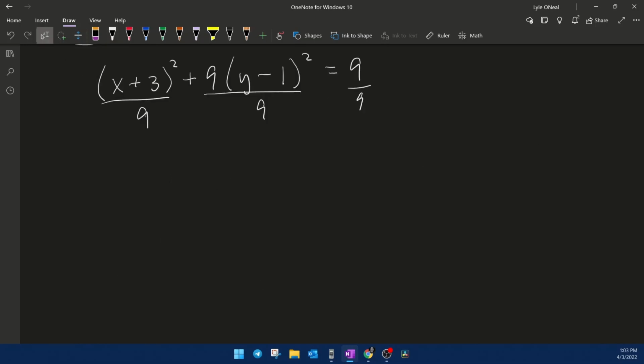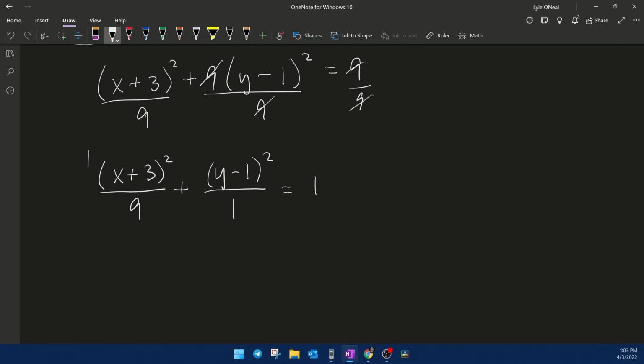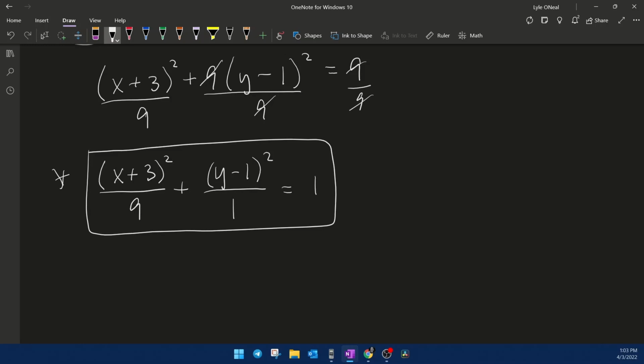And to simplify, these 9s will cancel, these will cancel, but remember, canceling means you're dividing. Anything divided by itself is 1. And so our standard form is going to simplify to x plus 3 quantity squared over 9 plus y minus 1 quantity squared. I'm going to go ahead and write over 1 so that we can see the value of b squared equals 1. And let's put a box around that because we're done. This is now standard form.